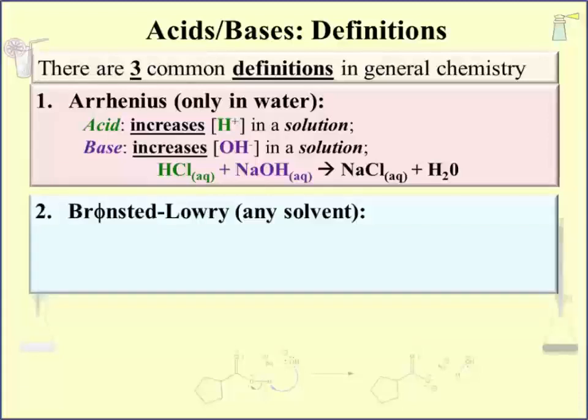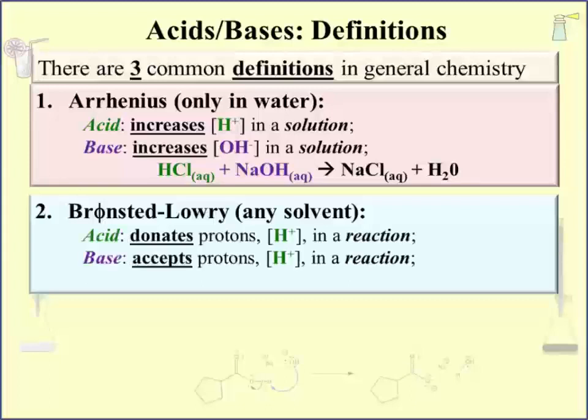A Bronsted-Lowry acid and base takes place in any solvent, including water. That means an Arrhenius acid or base can also be a Bronsted-Lowry acid or base. A Bronsted-Lowry acid donates protons, hydrogen ions, in a reaction. A Bronsted-Lowry base accepts protons in a reaction. An example of a Bronsted-Lowry acid-base reaction is water plus ammonia, producing ammonium ion and hydroxide ion. More on how this reaction matches the definition later in the lecture.